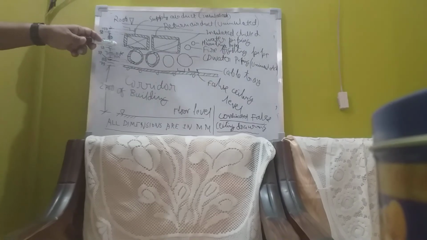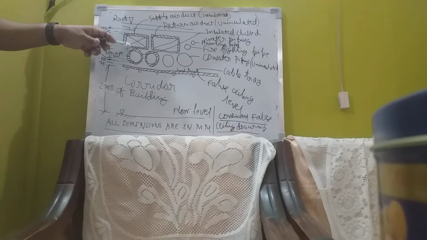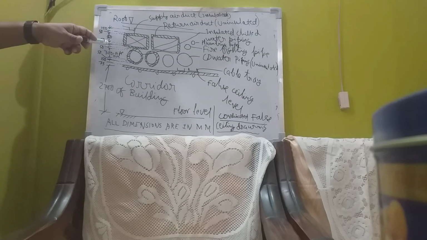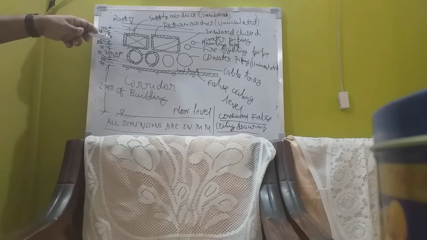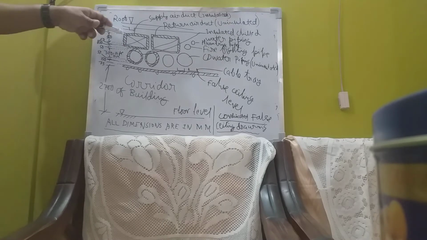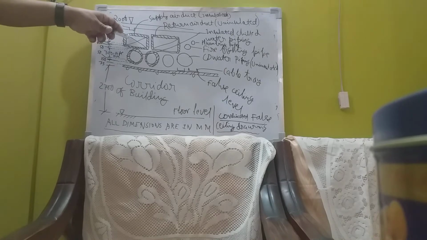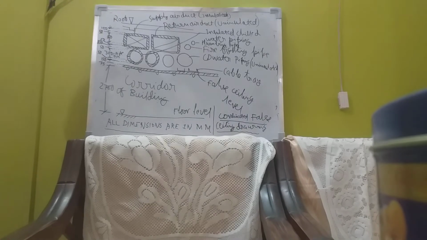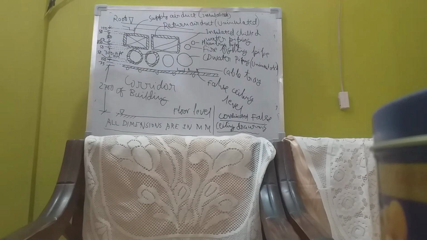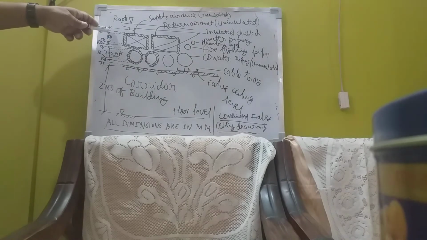Above that, there is 50 mm thickness of the insulation. Above that, there is 500 mm. I have taken the height of the duct as 500 mm. Above the 500 mm, there is 50 mm insulation again.